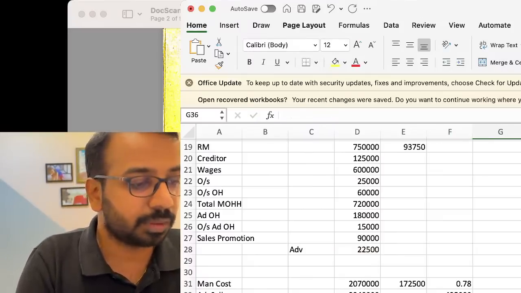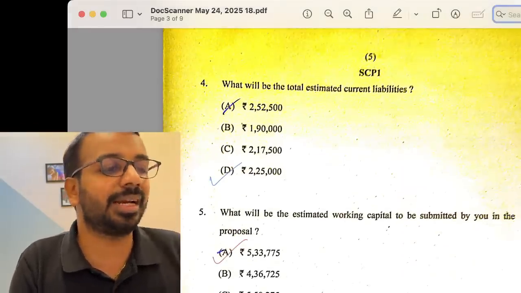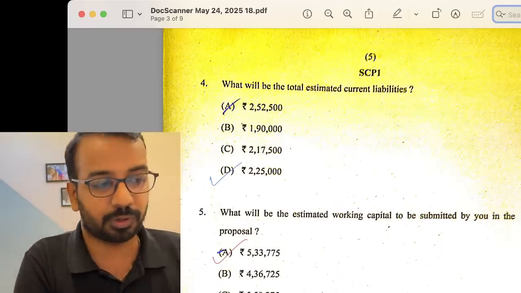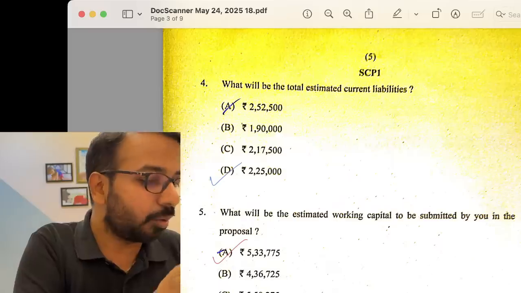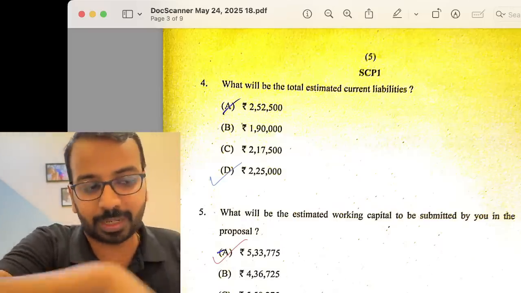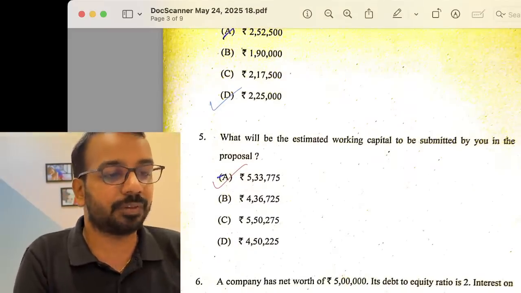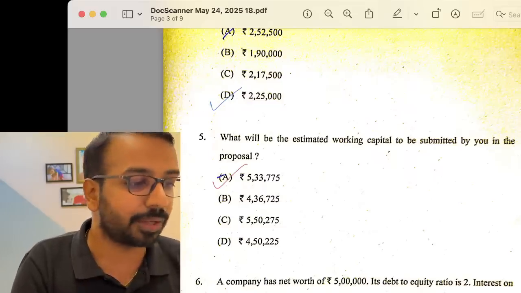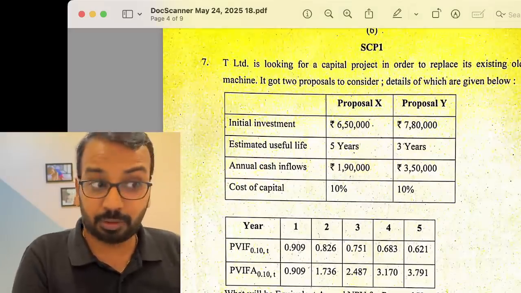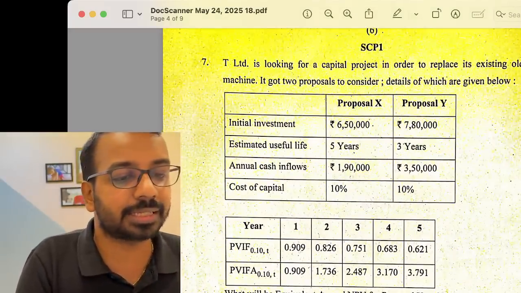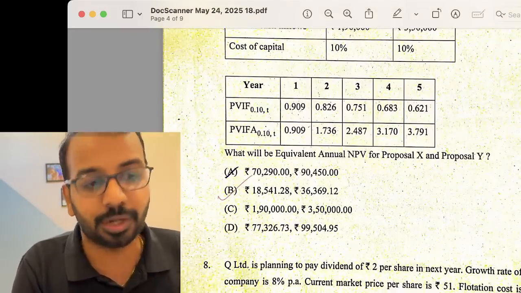Then, moving to the next one: what will be the total estimated current liability? This was a straightforward one, 225,500 for your raw material, wages and overheads. One thing they had said is that overhead outstanding is given for 1 month, so we have to multiply that by 12 to get the total number. Then what will be the estimated working capital? This is 533,775 considering 10% contingency. Question 6, straightforward, 1.33. Question 7, again very straightforward, though it would have taken a lot of time. We get the answer as option B, 18,541 and 369.12.